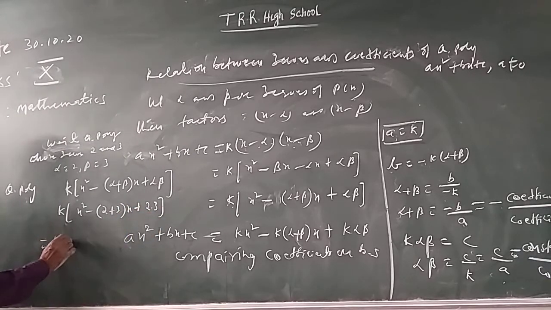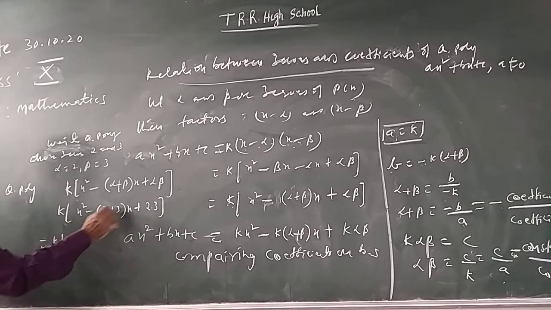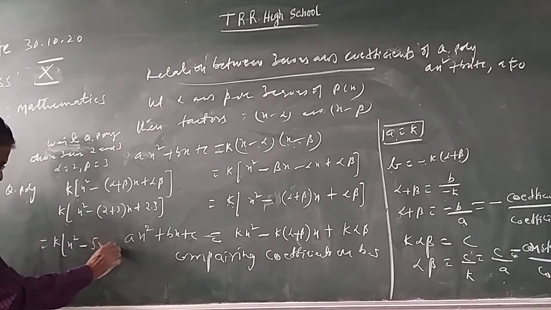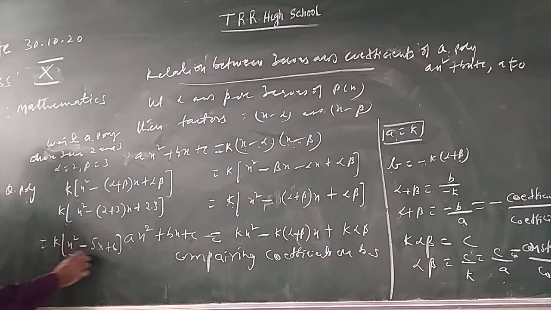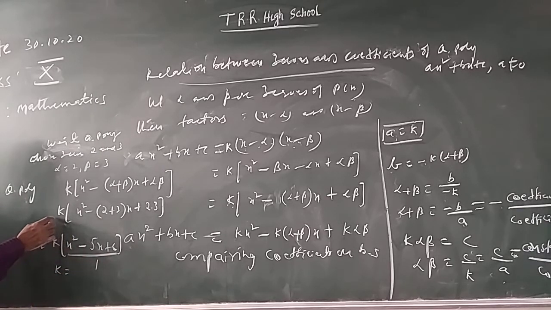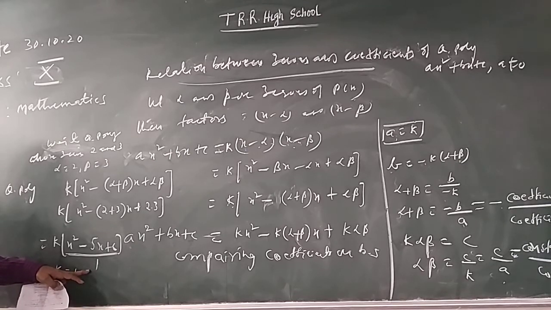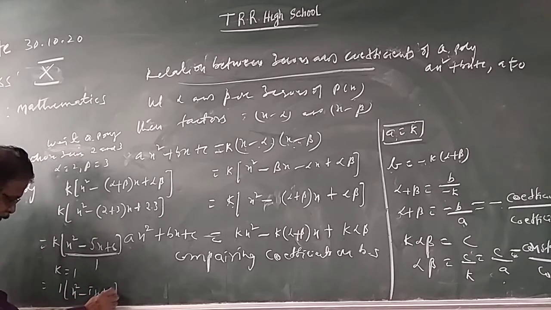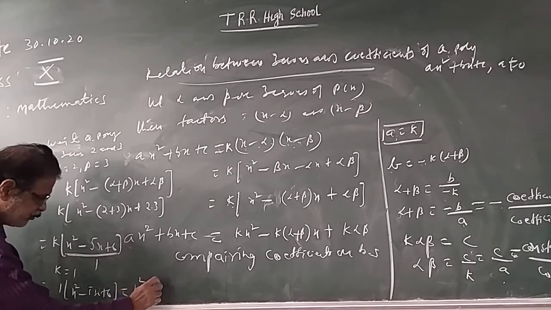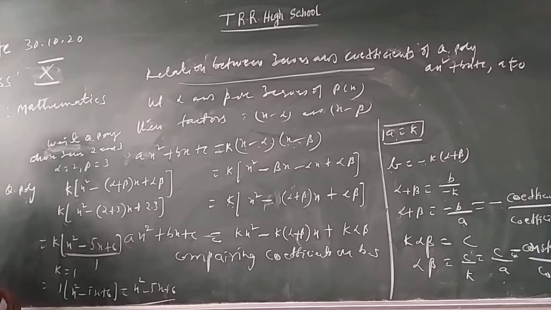So K into x square minus 5x plus 6, since 2 plus 3 is 5 and 2 into 3 is 6. In the denominator nothing is there, so you should consider it as 1. Put K equal to 1 here. So 1 into x square minus 5x plus 6 equals x square minus 5x plus 6.